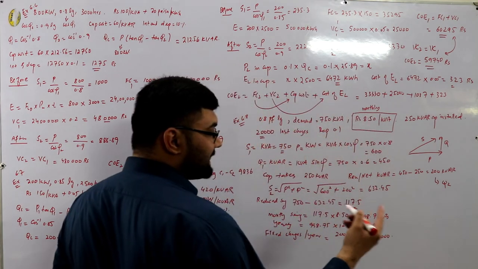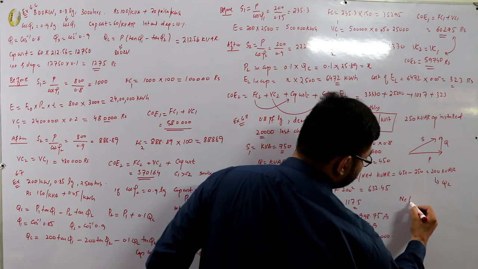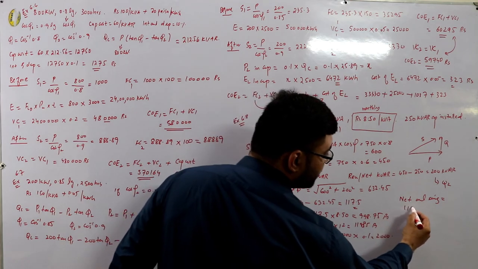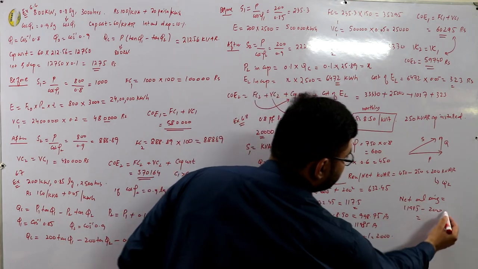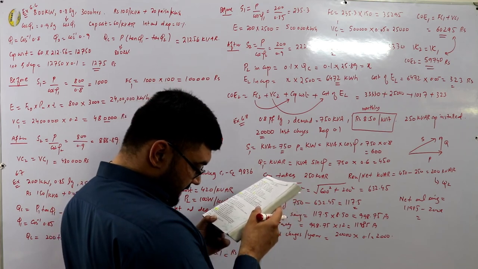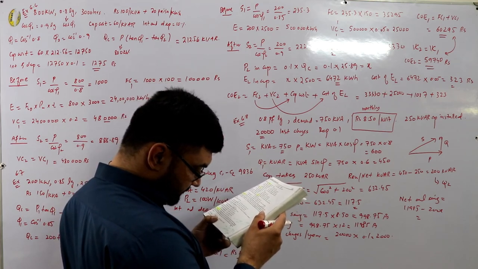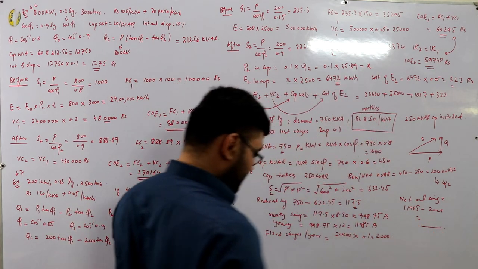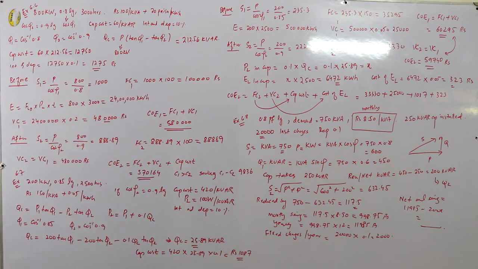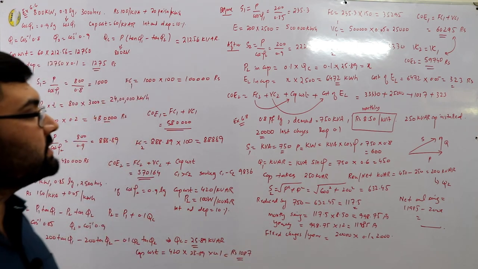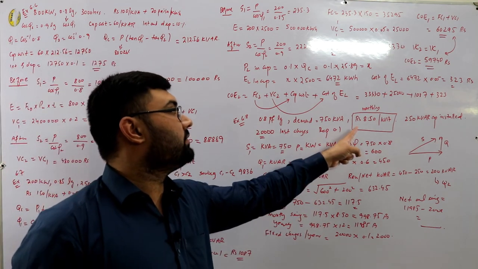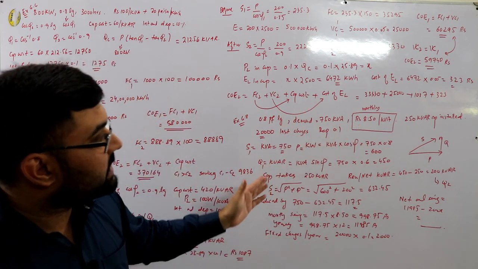So you have got a net annual saving. You would write it this way: net annual saving is equal to 11985 minus 2000. This much is the annual saving that you are making. I hope this is clear. Basically, if this is not clear, have a look. We are only given the tariff on the basis of kVA. Find the initial kVA and find the afterward kVA.